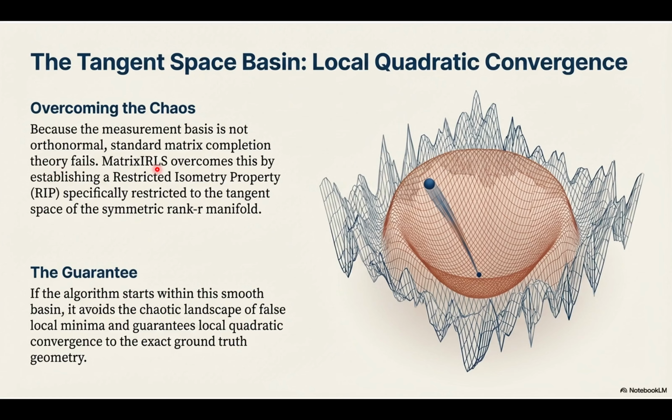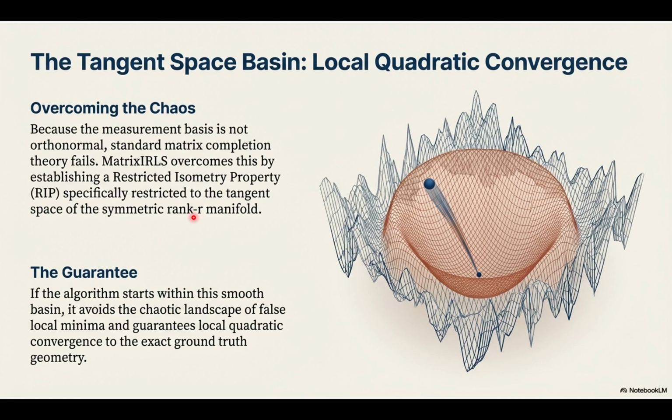It creates a localized safe zone which mathematicians call a tangent space basin. Yeah, because the overall mathematical landscape is non-convex, meaning it's full of chaotic hills and valleys where an algorithm can easily get trapped in a local minimum. A local minimum being a spot that looks like a solution but isn't. Exactly. To avoid that, matrix IRLS establishes a restricted isometry property, or RIP.